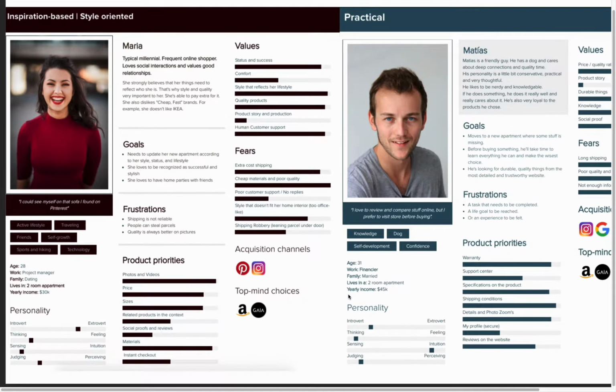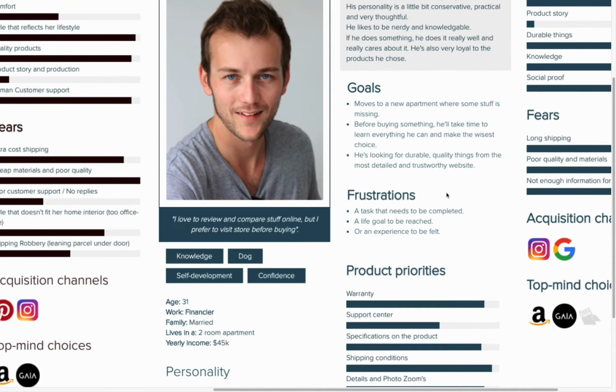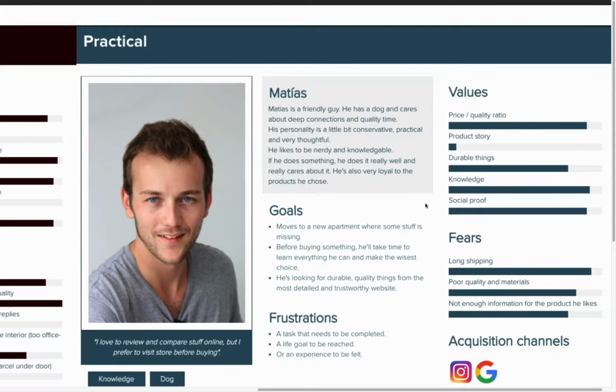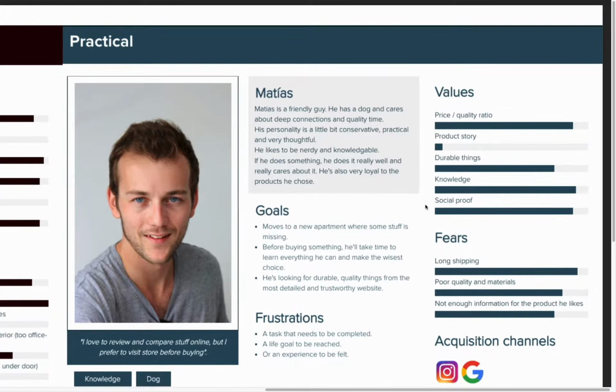Okay, that's enough for this persona. Let's go to the practical persona, which is interesting because they have a lot in common, but they still have very opposite needs, and it's interesting how we're going to fit this all together in order to create the experience.